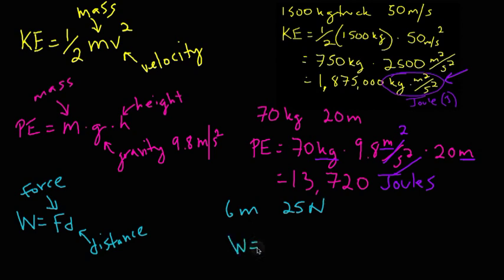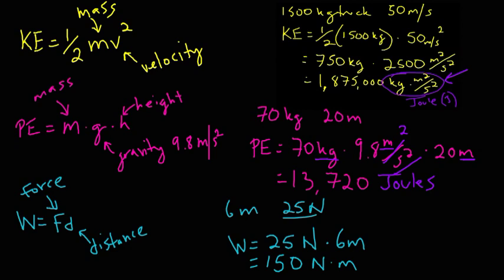Work equals force times distance. So we're just going to plug it in. What's our force? 25 newtons times our distance. We're pushing with a force of 25 newtons across 6 meters. Well, we just do 25 times 6. That's going to give us 150 Newton meters. What the heck is that?